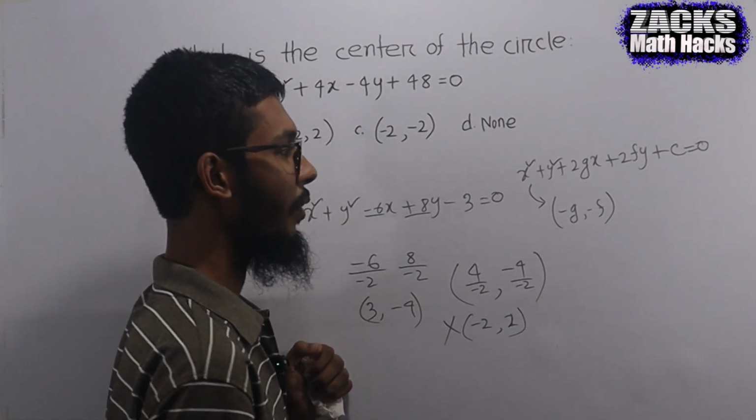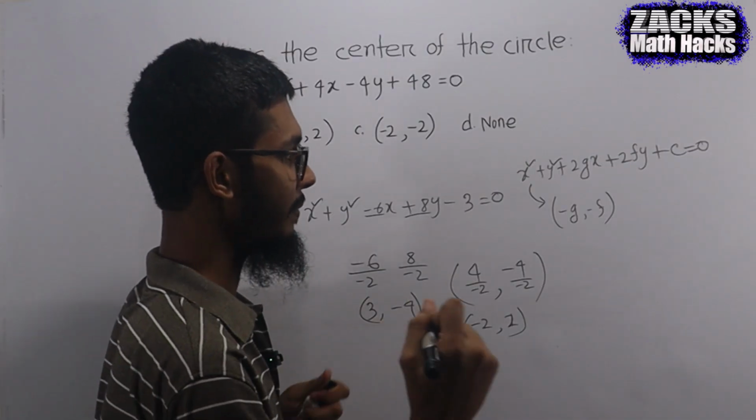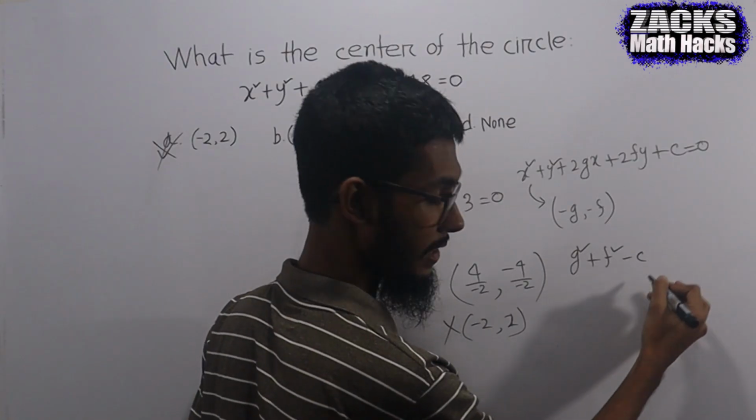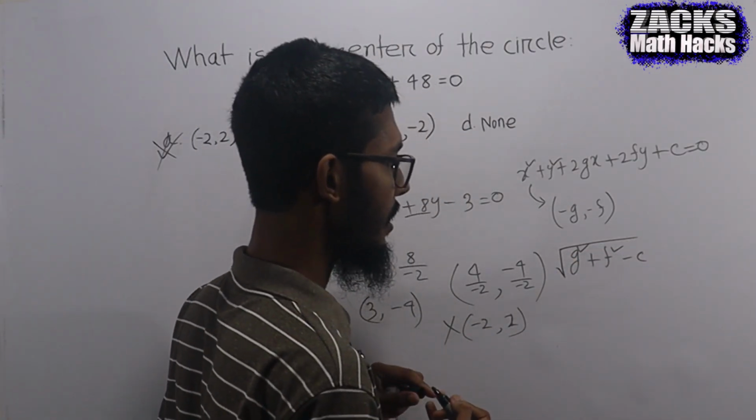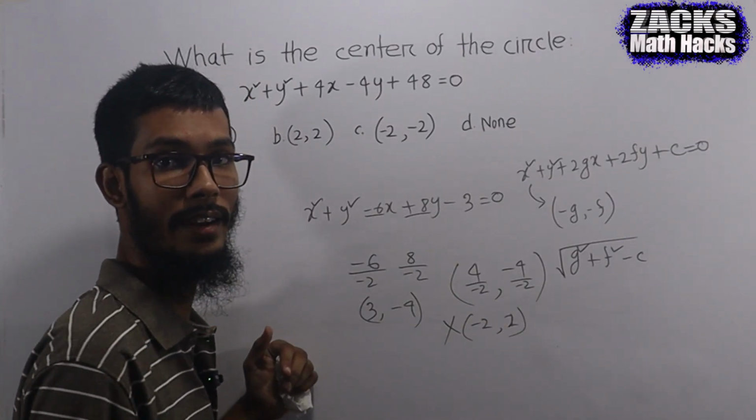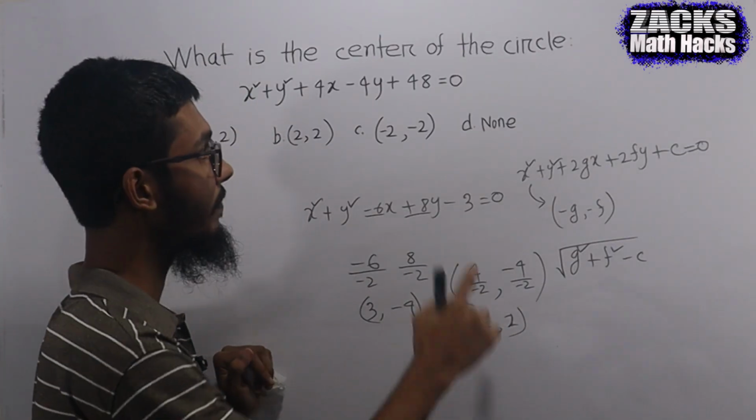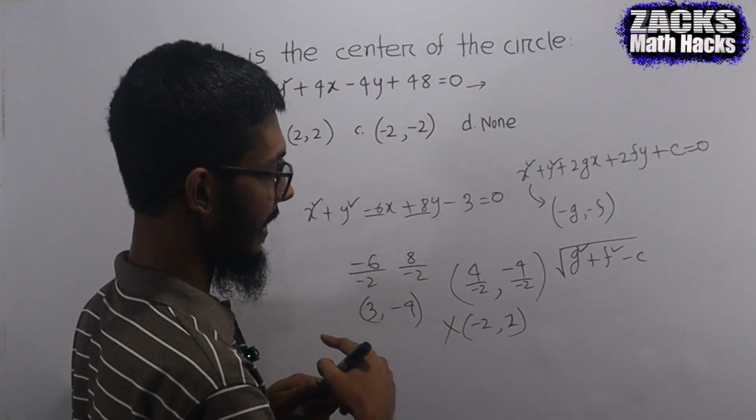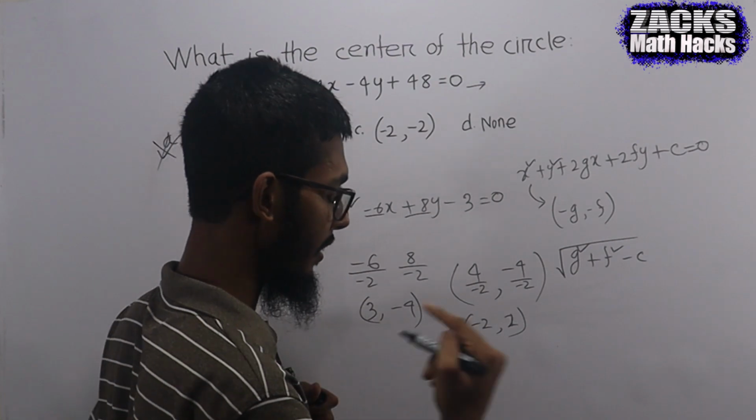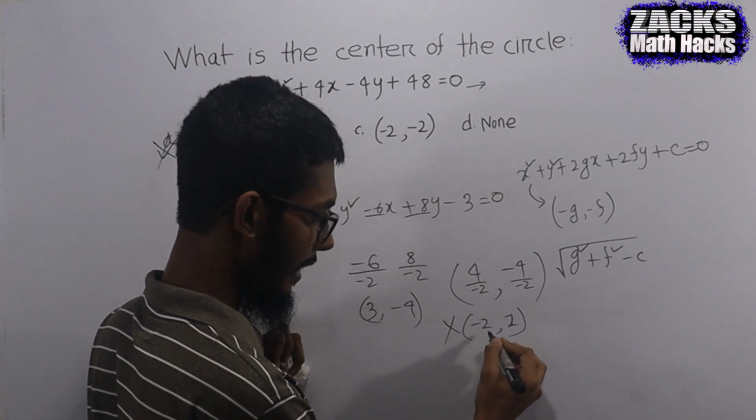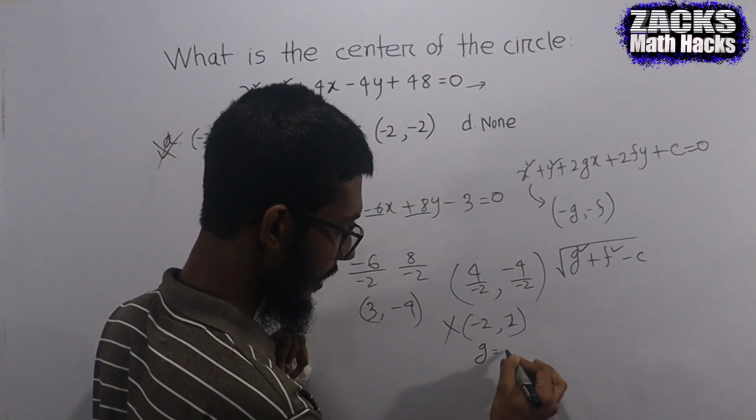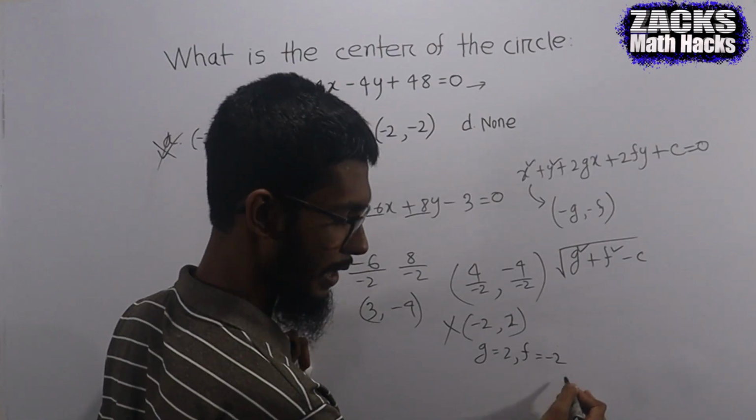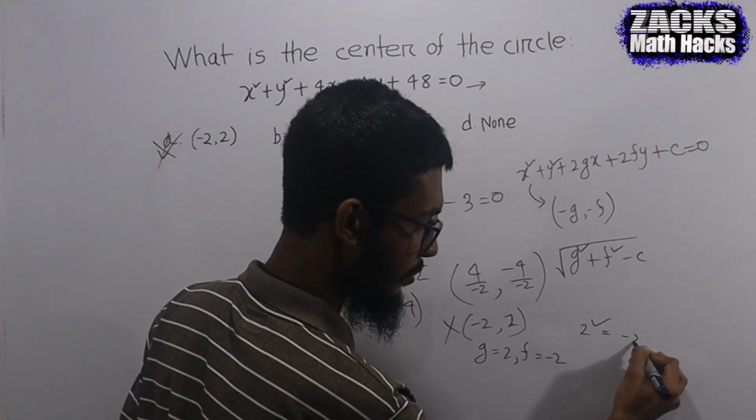If I ask you what the radius of the circle is, very simply we can find it: g square plus f square minus the constant, all under a root. So this is the way we find the radius. Now tell me how to find g square. What's the value of g? Here the center is minus 2 comma 2, so we simply multiply by minus: g equals 2, and f equals minus 2. Whatever, 2 square and minus 2 square are both the same.